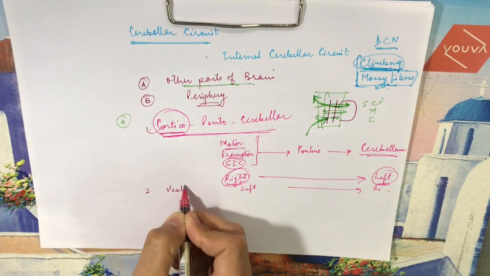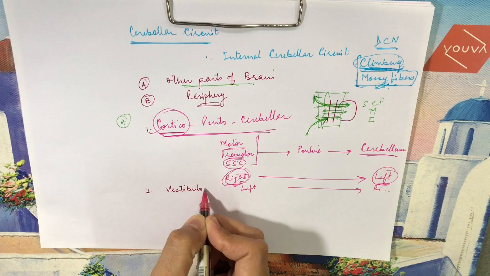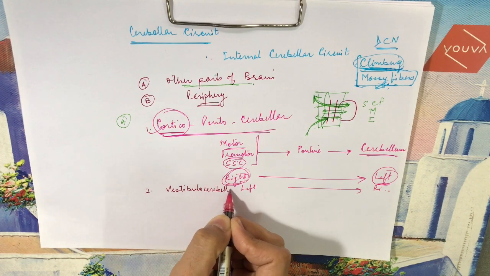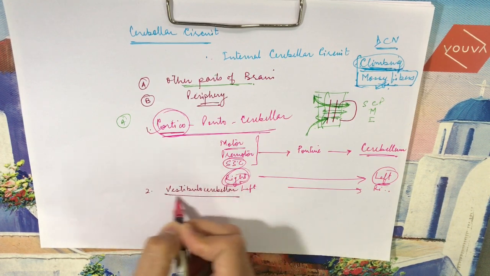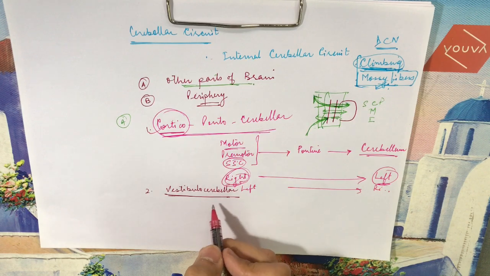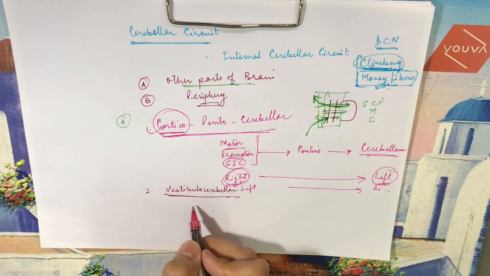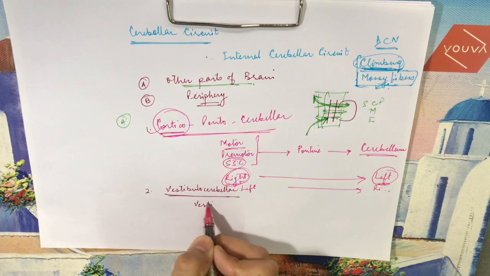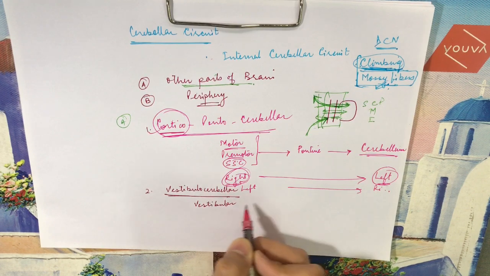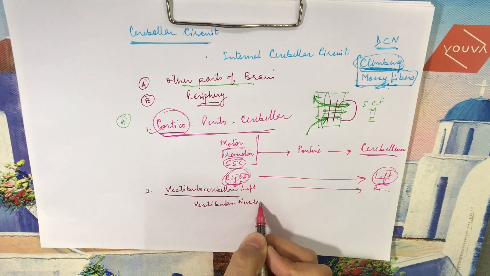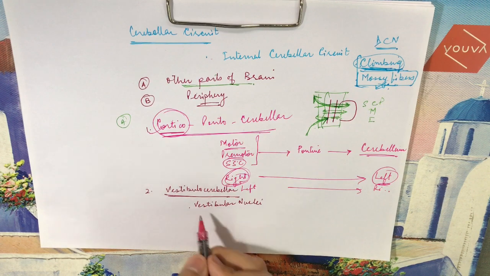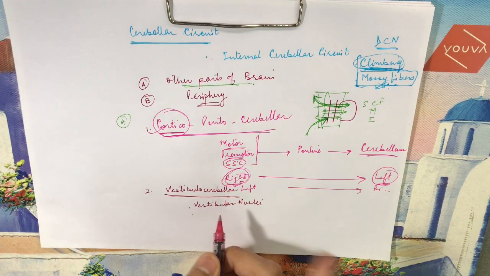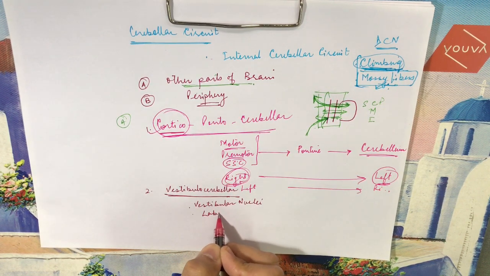the vestibulocerebellar tract. Now, the vestibulocerebellar tract, as the name itself suggests, vestibulum, it will originate either from the vestibular nuclei within the brainstem, or a few of the fibers come directly from the vestibular apparatus, like the labyrinth.